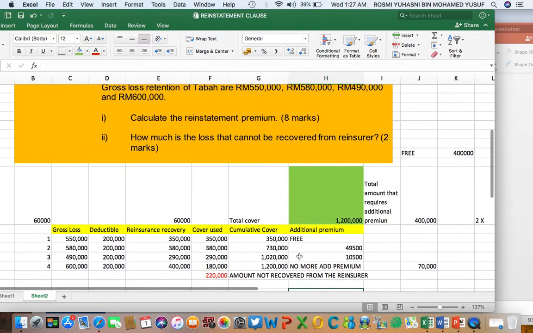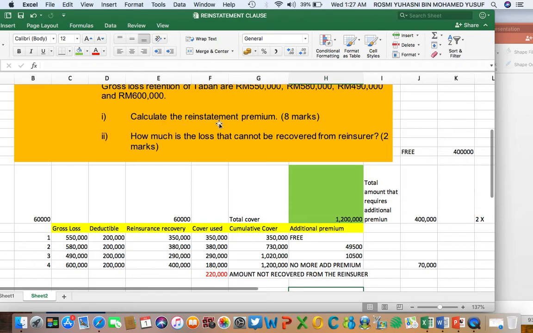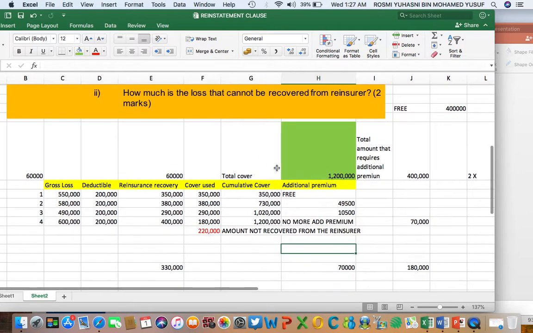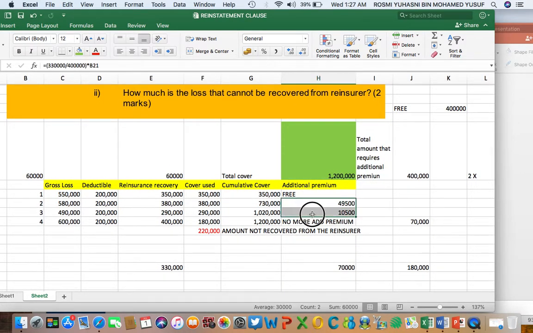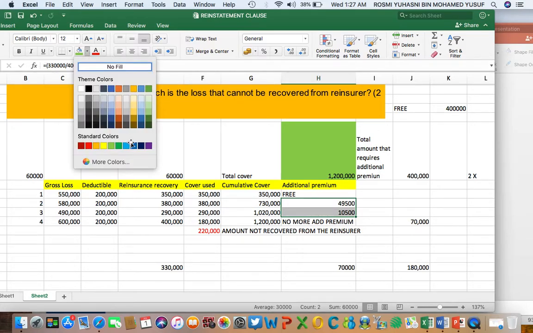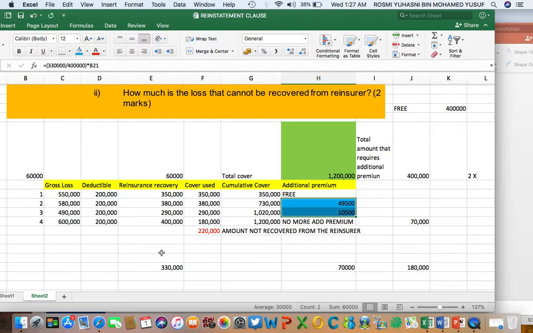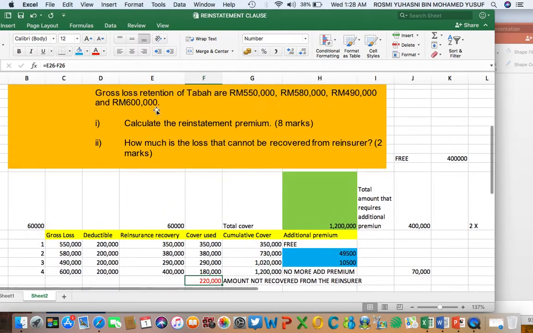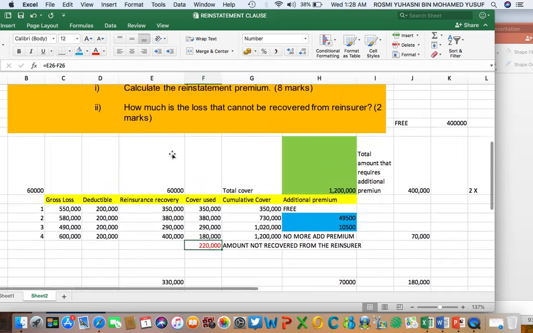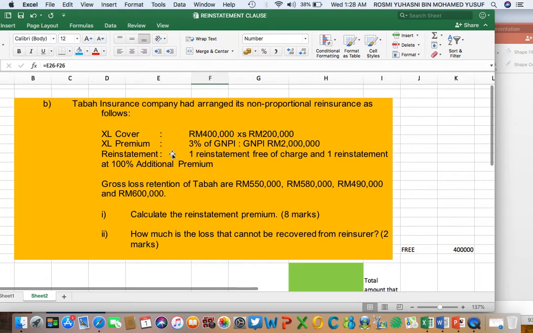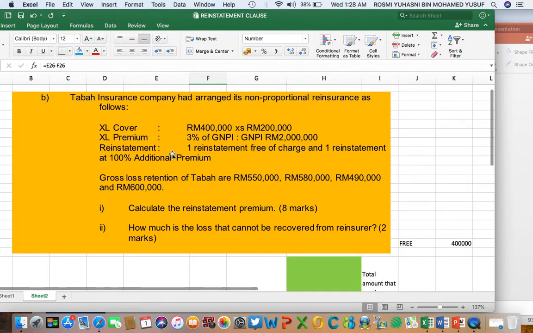Okay, so calculate the reinstatement premium. So the total reinstatement premium is this. Just highlight it in blue. So this is the total reinstatement premium, and this is the amount not recovered from the reinsurer, to answer question number 2. Okay. So that is all for reinstatement.